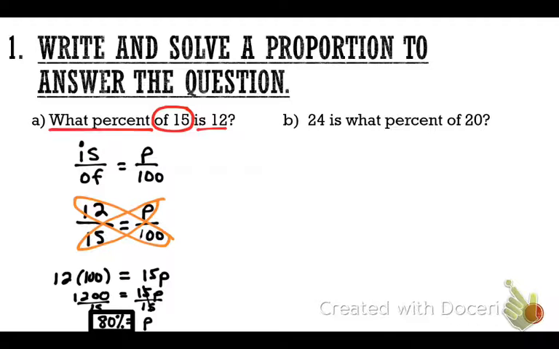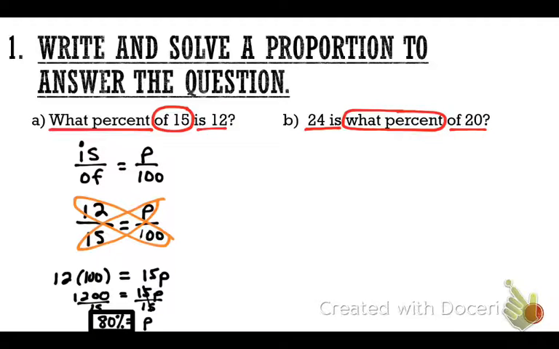What is the first thing that I should underline? Working from left to right. 24 is. Everybody underline 24 is. What do you think that is? Is that my is, my of, or my P? It's my is. What's the next thing I should circle? What percent? What is that? My is, my of, or my P? That's my P for percent. And the final thing I should underline is of 20, and that's going to be my of.